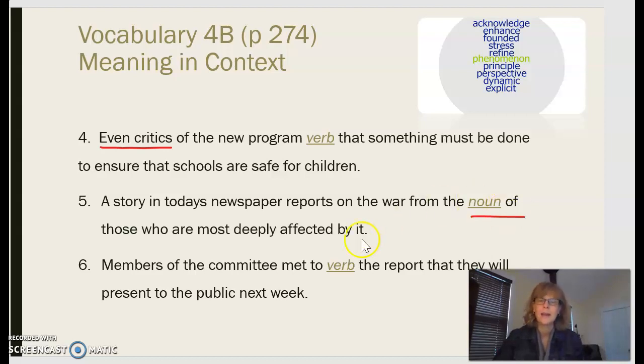Number 6, I need a verb. The members of the committee met to do something to the report. This is a good place to use the verb refine. They're going to work on this report before they present it, right? They're going to revise it. They're going to refine it. So hopefully you chose the word refine as something that a committee could do before they present something to the public.